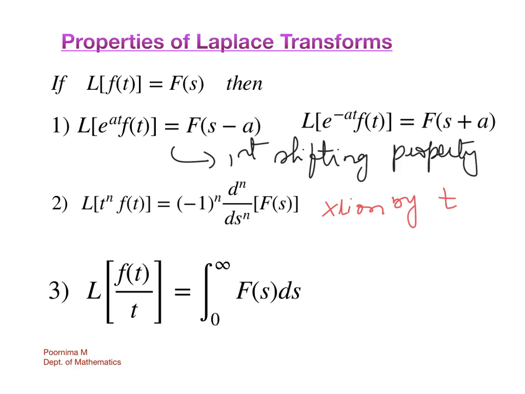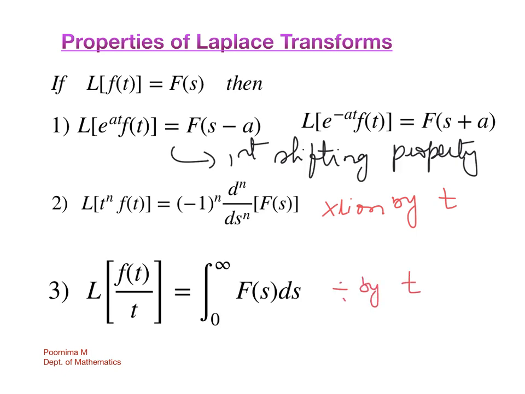That is given by Laplace transform of t power n f of t is equal to minus 1 power n, based upon the n value given, where n is a positive integer, times the nth differentiation with respect to s of F of s, where F of s is the Laplace transform of f of t. The third property is divide by t.